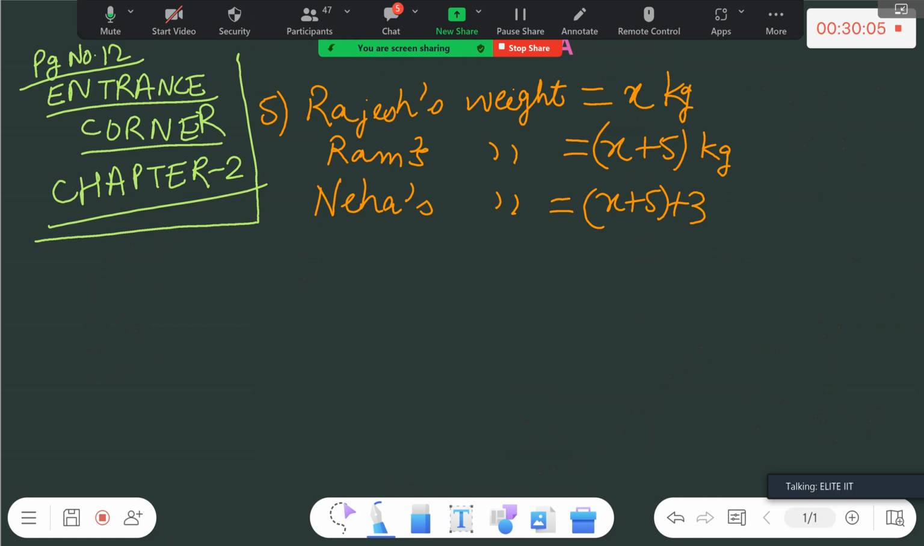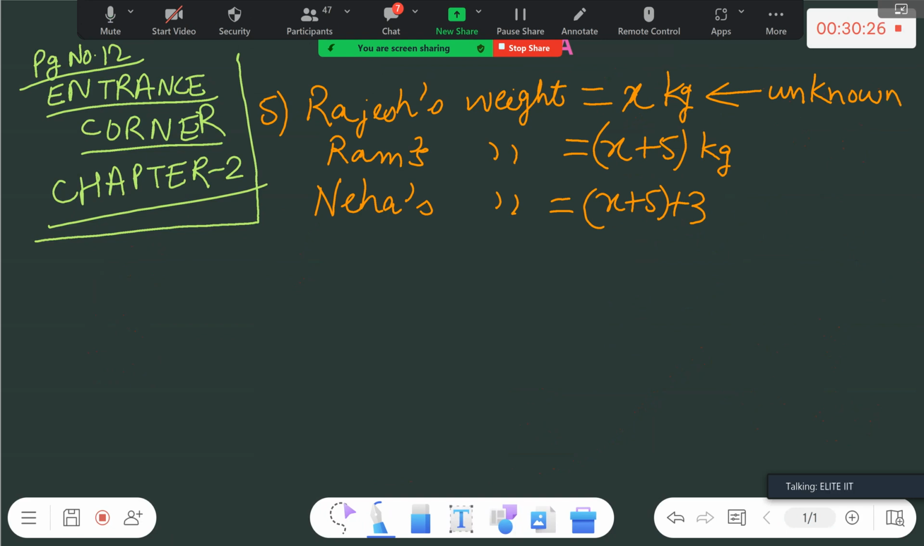So Neha's weight will be 3 kg more than Ram. Ram's weight is 5 kg more than Rajesh. And we took Rajesh's weight as X because we don't know what the weight is. No weight is given. Unknown quantity. That is why we take X. Okay?